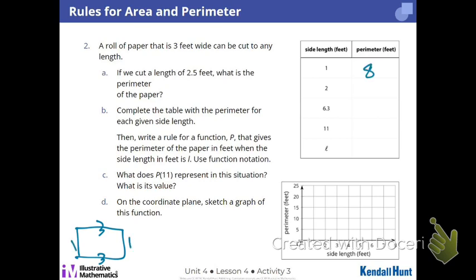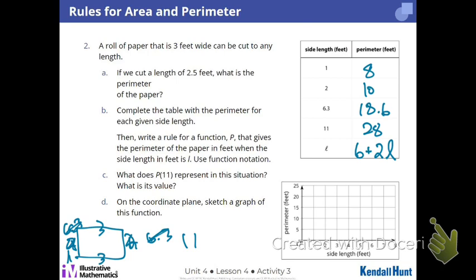Here's 8. These changed to 2. I got 10. These changed to 6.3. 18.6. I got 18.6. I changed these to 11. 28. What do I got? 28. So what's always happening to the length? I'm always starting with how much no matter what? I'm always starting with 6. And then what's happening with my other lengths? Not squared, times 2.